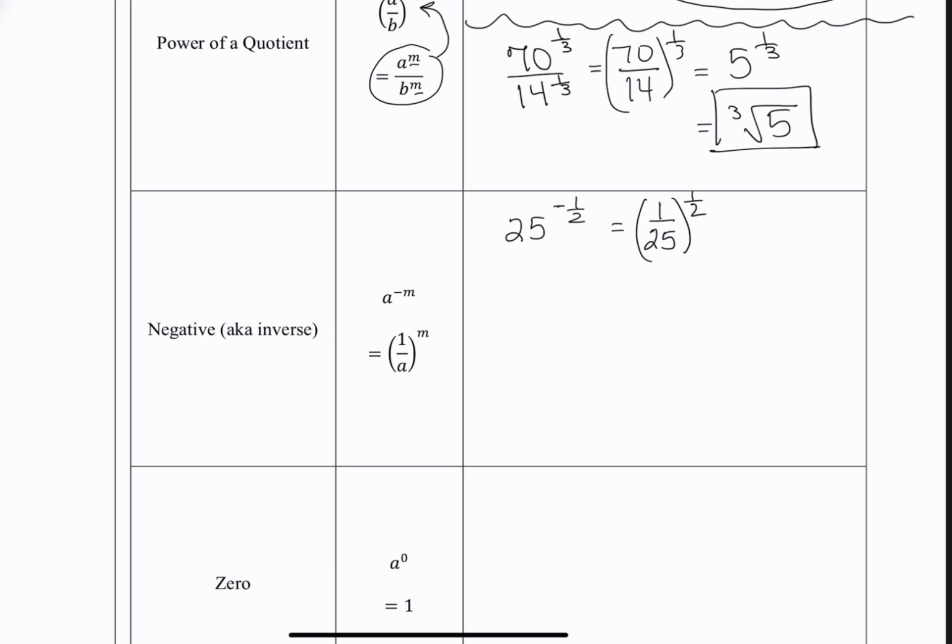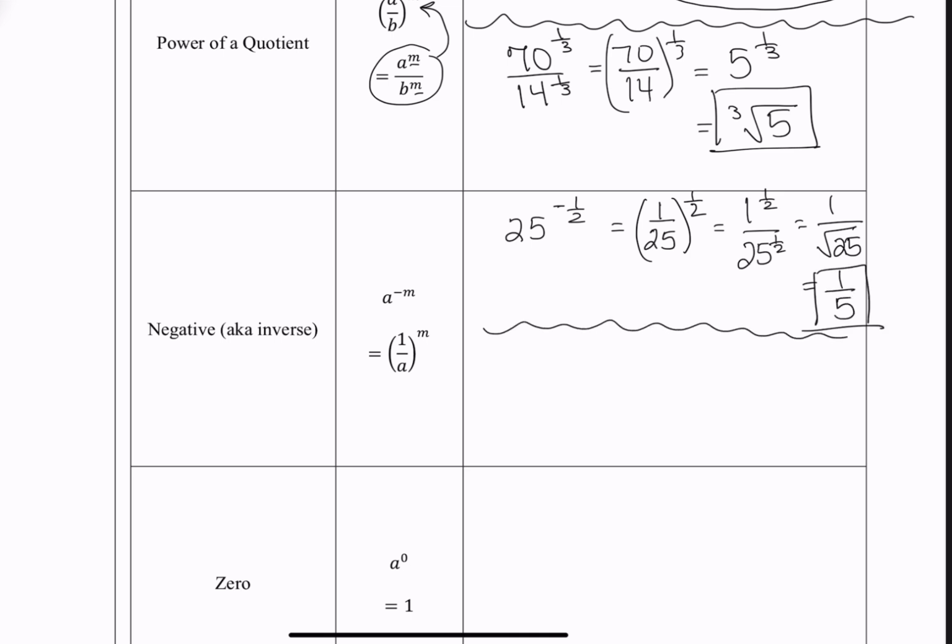All right, now you're going to need to give that power to each piece of this quotient. So to both numerator and denominator. So this would be 1 to the 1/2, which is really just 1. And then 25 to the 1/2 power. So like I said, 1 to the 1/2, or the square root of 1, is just 1. And the square root of 25, here I'll write that for you, right? Because that's really what 25 to the 1/2 power means. So your final answer here is just going to be 1 over 5.